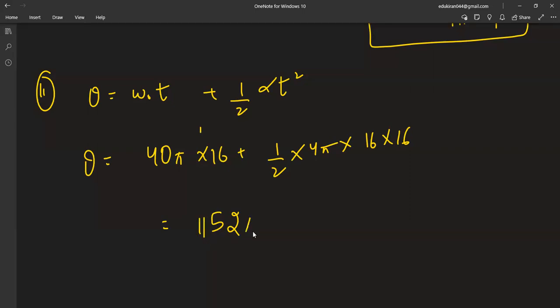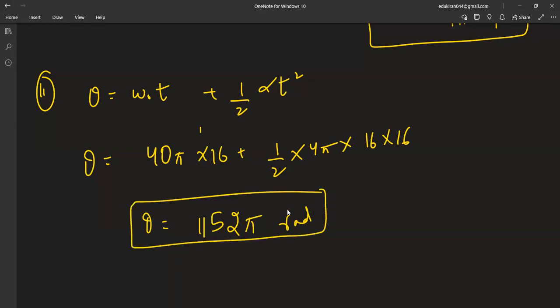Please check this. I've just calculated it orally, so it can happen that some errors are there. While writing, please just cross check. Don't just copy it down because I've done it randomly, orally. So 1152 pi radian is the answer. Now this is radian. What do we have to find out? Do we have to find angular displacement?